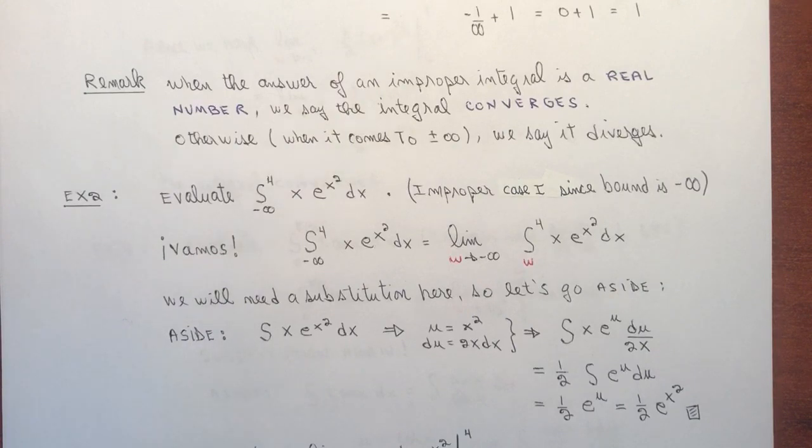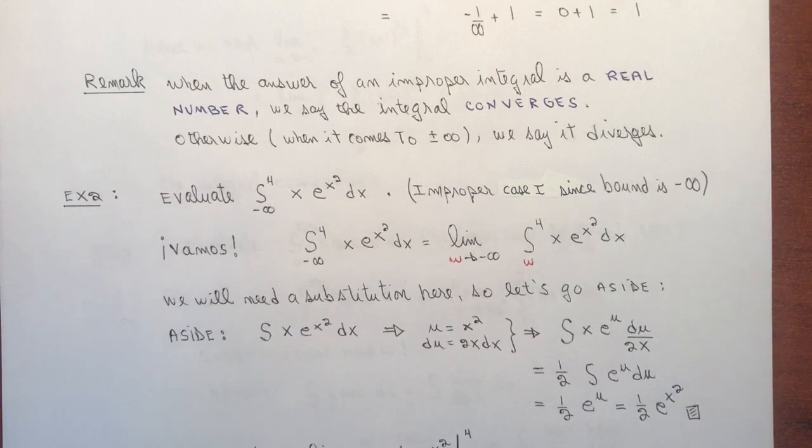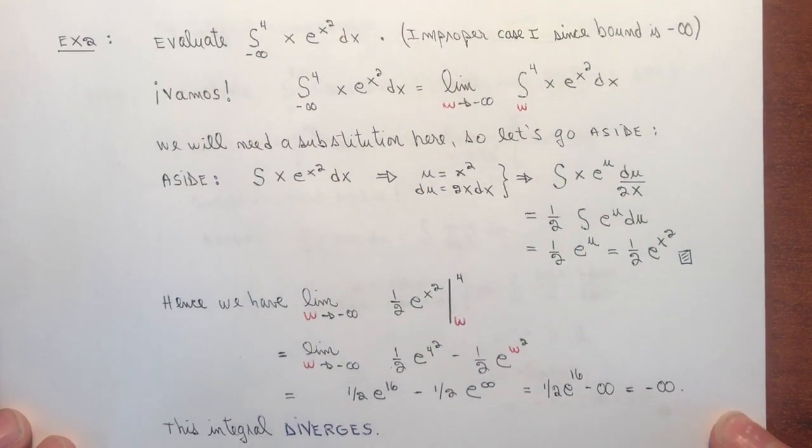So I go aside, and I say u is equal to x squared. du is 2x dx. I isolate my dx. I replace. It's an easy integral. The x's cancel out. I get the integral of e to the u du, which is, of course, e to the u. And since u is x squared, that's the answer to the integral. We're now ready to bring back the limit and the bounds.